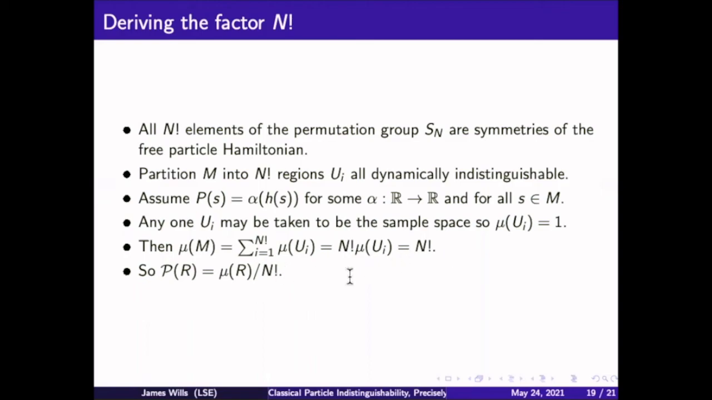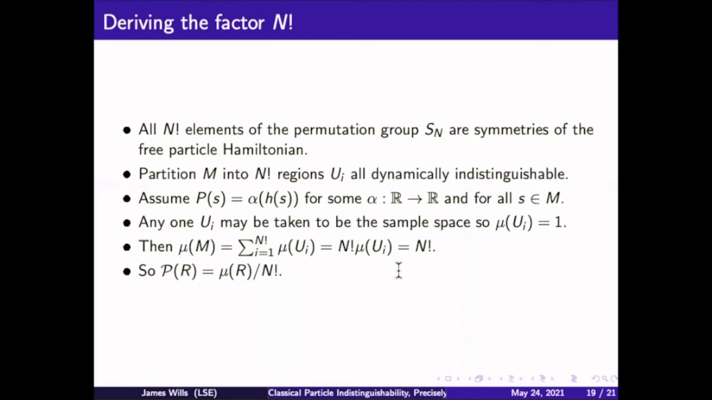I've packed a lot in here. This is the bare bones of this argument deriving the n factorial, and I spell out all of the details at much more length in my paper. But for the purposes of today, I just want to draw some attention to some features of this argument, in particular just how many assumptions go into it.